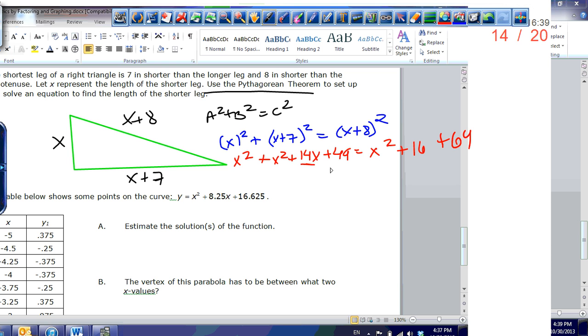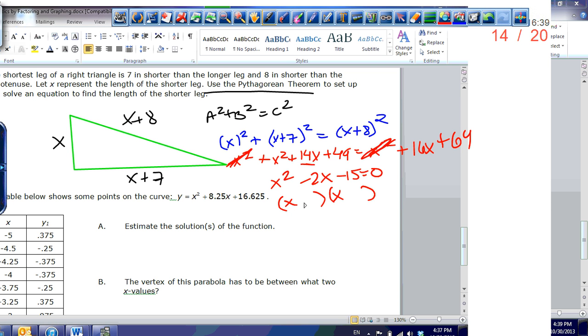Plus 64. Next thing we're going to do is move all this to one side. So x squared and that x squared go away. Oh, sorry, I'm missing an x. 16x minus x minus 14x to make negative 2x. Move 64 over here and I get negative 15. That equals 0. Once again, we're factoring, so what times what makes negative 15 and adds up to negative 2?